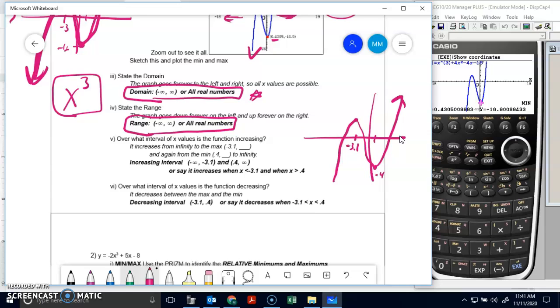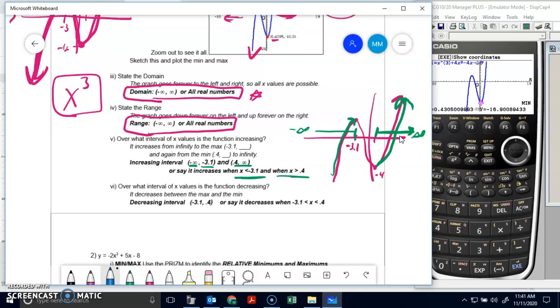Let me do that in a different color. From negative infinity until it reaches that x value of negative 3.1, it's increasing. After 0.4, so from 0.4 to infinity, it's also increasing. You could also use inequalities. Everything less than negative 3.1 is an increasing interval, and everything greater than 0.4 is increasing.